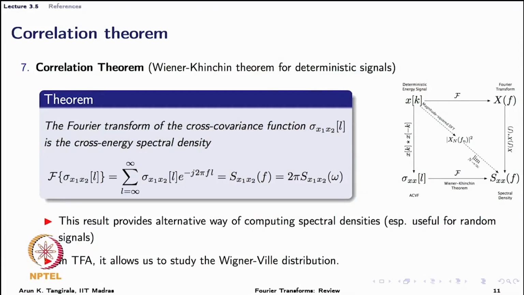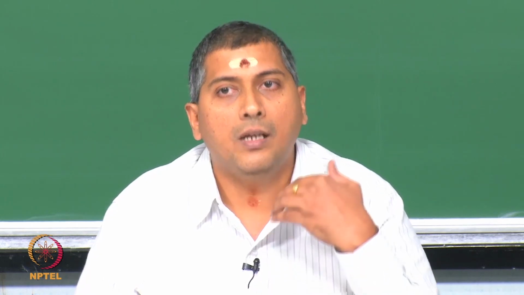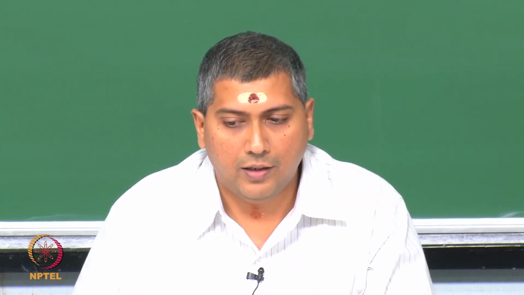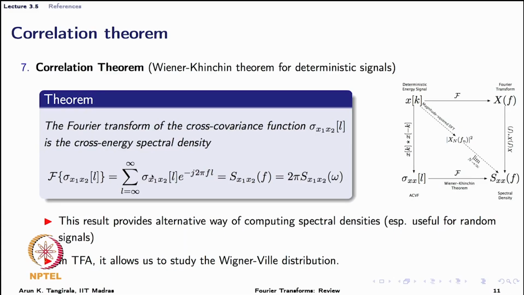So, finally, we have the correlation theorem, which is also the Wiener-Khinchin theorem version for deterministic signals. Although Wiener and Khinchin gave the result for the stochastic signals, it is just a slight adaptation of those terminology here. So, the Fourier transform of the cross covariance function is the cross energy spectral density. We have seen this in the context of discrete time Fourier transform earlier, and also in the case of discrete time Fourier series. So, the expression here says that the discrete time Fourier transform of the cross covariance function gives me the energy spectral density. Again, I have given you relations both in terms of cyclic and angular frequency.